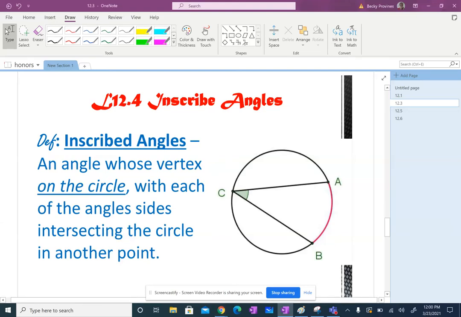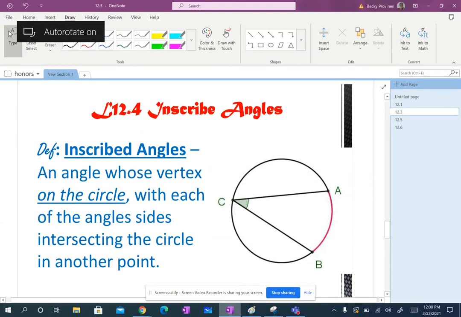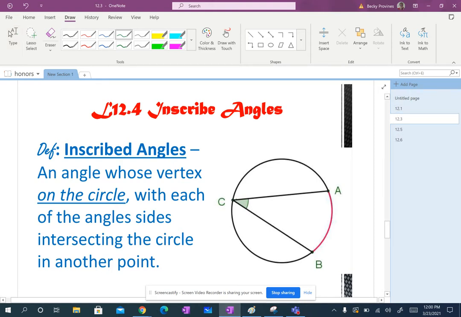Hi, today we're going to do lesson 12 for inscribed angles. An inscribed angle is where the vertex is moved from the center to on the circle. Now, circles technically don't have sides. So when it's touching the outside of the circle here, like the black part, we call that on the circle.